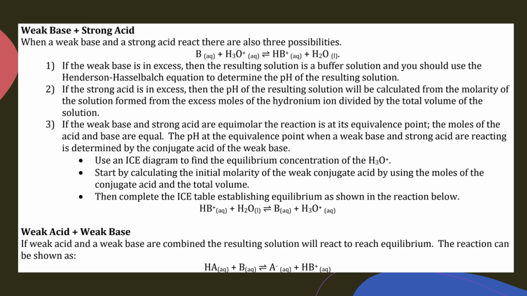If you have a weak acid and a strong base and they're equimolar, the reaction is at its equivalence point, and the moles of the acid and base are equal. So you're going to use an ICE diagram to find the equilibrium concentration of the hydronium ion, and then use your ICE table eventually to establish equilibrium, etc. If you have a weak acid and weak base, the resulting solution will react to reach equilibrium and can be shown as this.